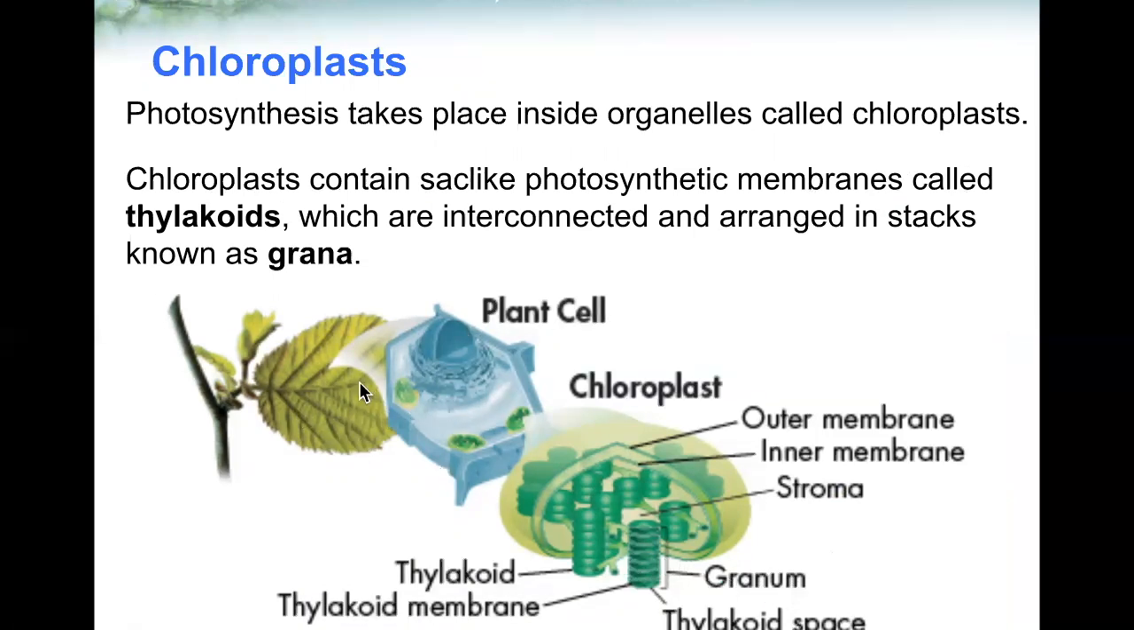So in the plant cell, here's the plant cell, here's the chloroplast. It has an outer membrane, inner membrane. The stroma is the liquid inside there. A thylakoid is that package, it looks like a coin. Thylakoid membrane circles it, and inside is the thylakoid space. So they look like stacks of coins.